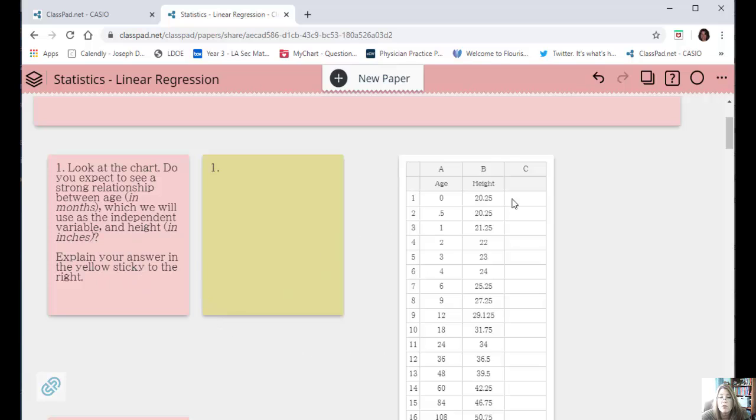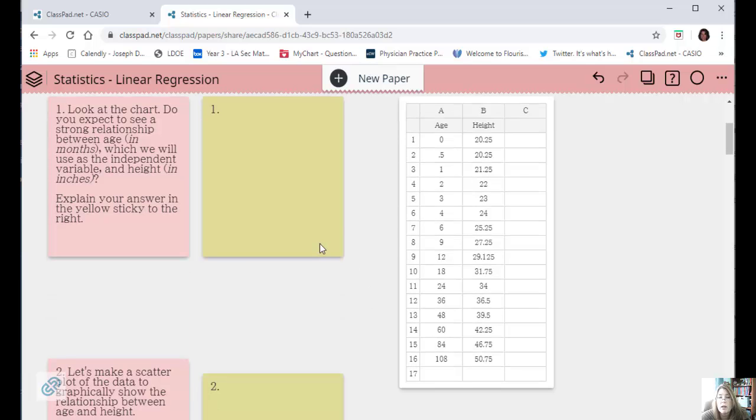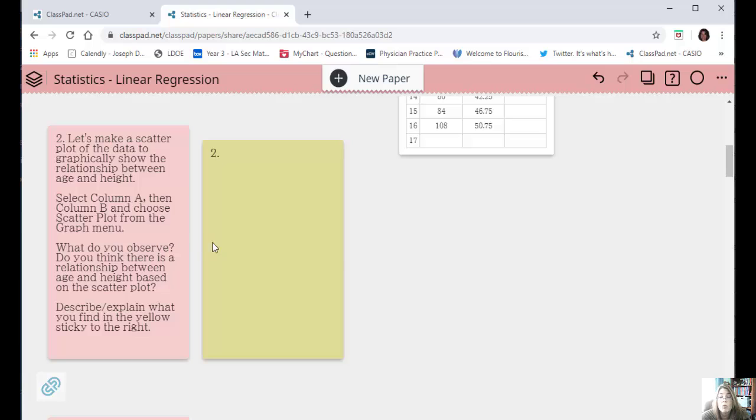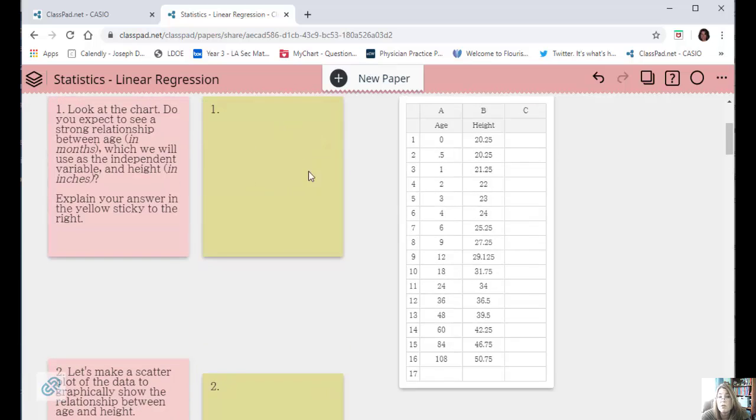Basically they're going to first look at this table and ask, what's the relationship? Do you think there is a relationship between age and height? What kind of relationship, that type of thing. Once they explore that, just what do you notice, then they move down to actually making some graphical representation to see if their prediction up here, that there is or isn't a relationship, is true.